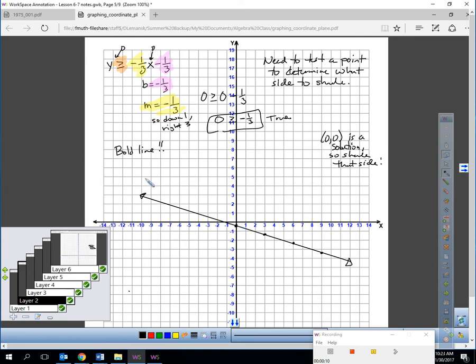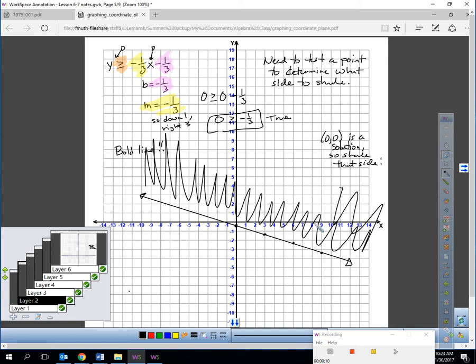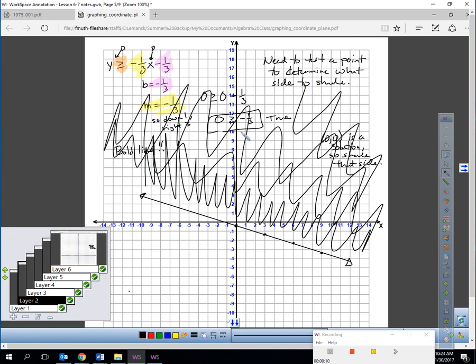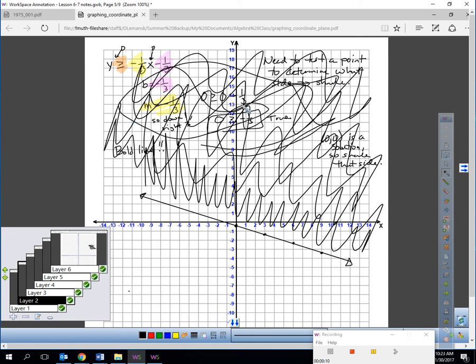So I should be taking the side of my pencil. It's kind of hard to do with this marker here. But I should be shading everything up here. Any points above my boundary line, any of these points would be solutions. And you can see there's an infinite amount of correct answers up here. So that's why we're doing the graphing. It's easier than actually naming them all.